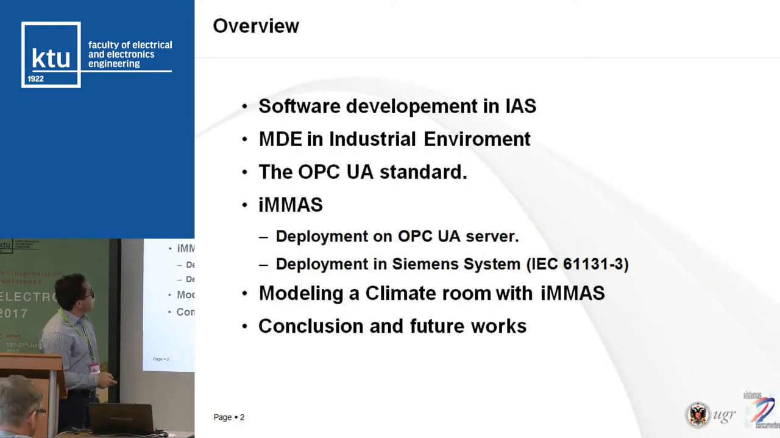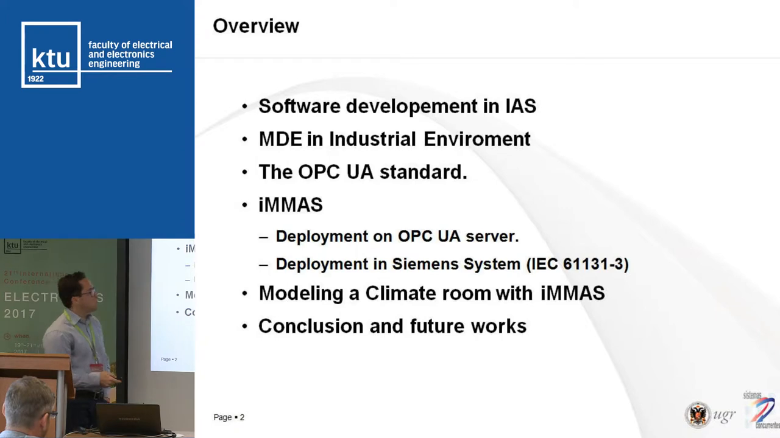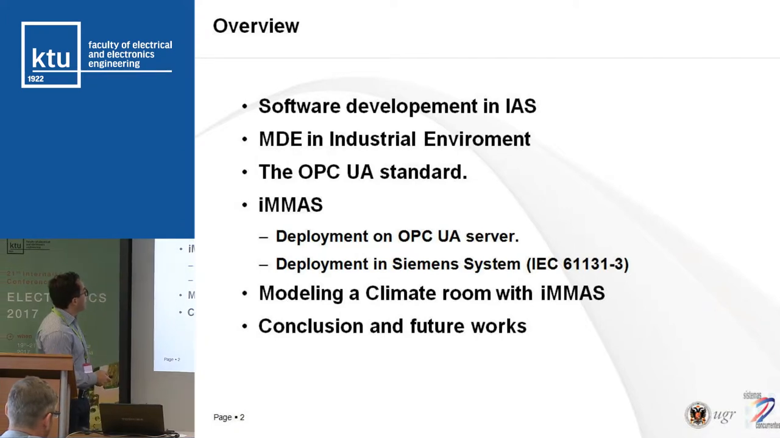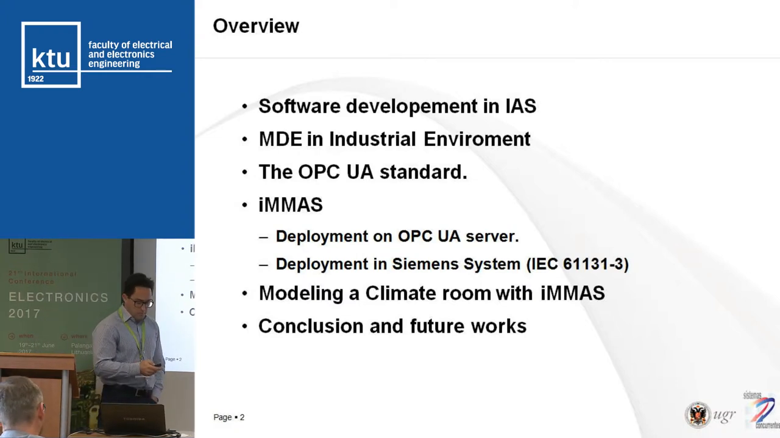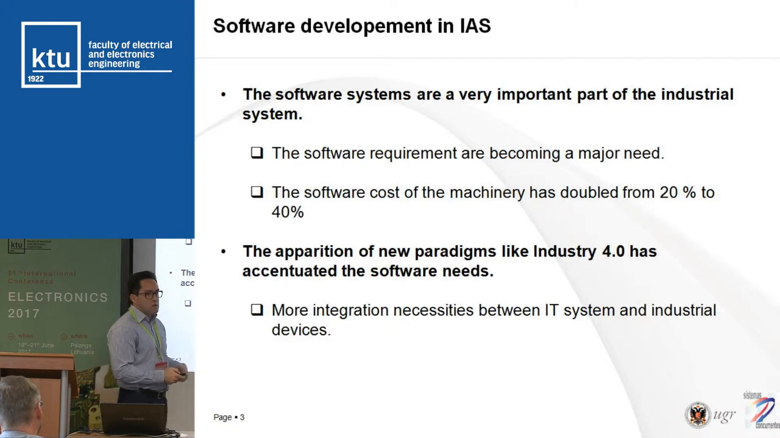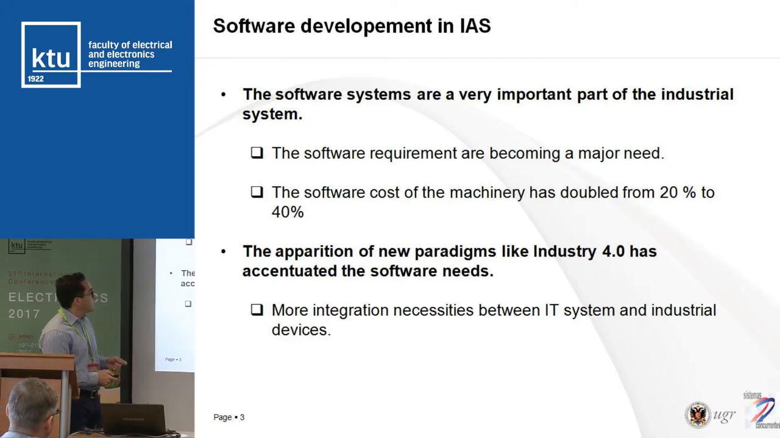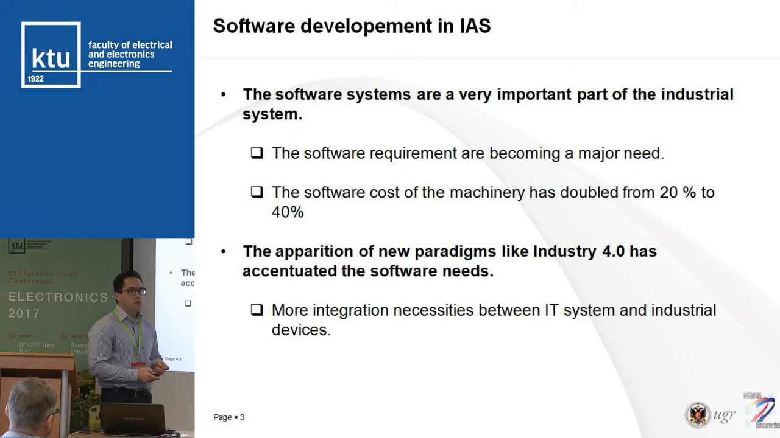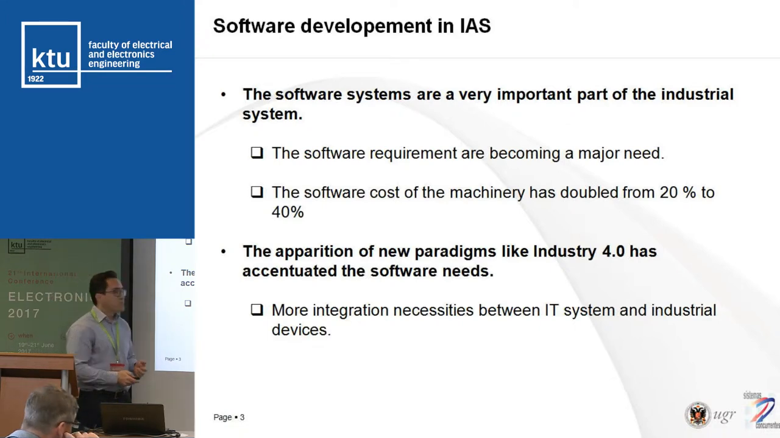This is the overview: software development in industrial automation systems, MDE, the industrial environment, the OPC UA standard, IMAS, modeling a climate room with IMAS, and finally the conclusion and future work. The software necessity in industrial systems increases year per year, to the point that software is a very important part of the industrial environment, like electronic or pneumatic systems.